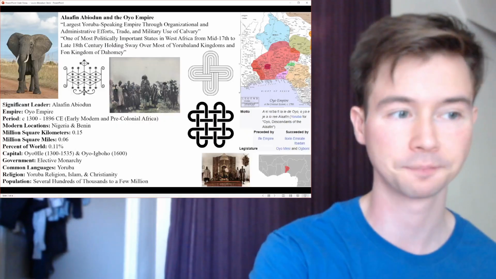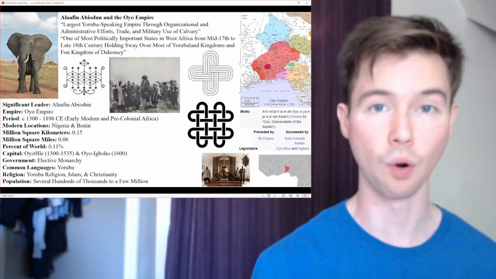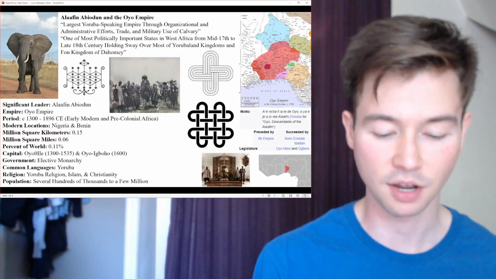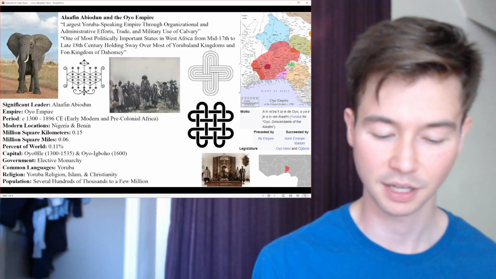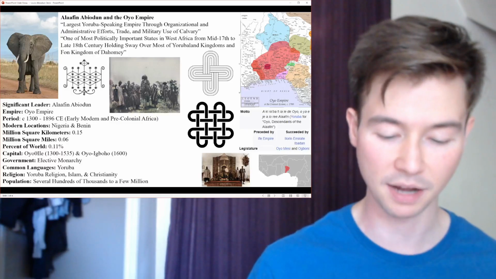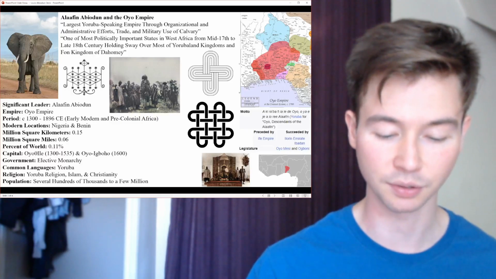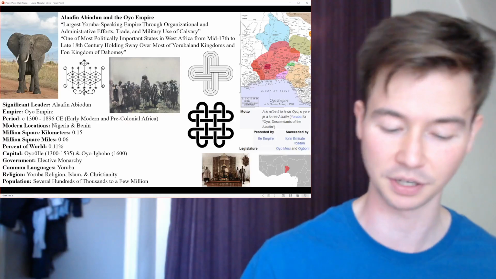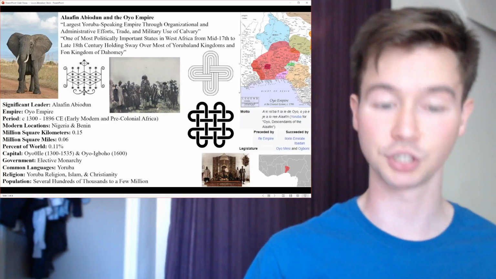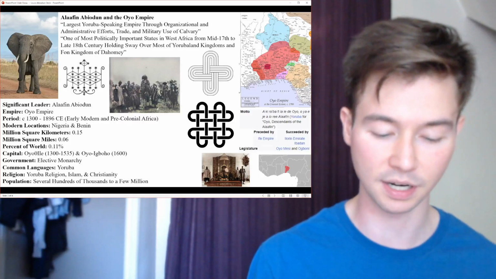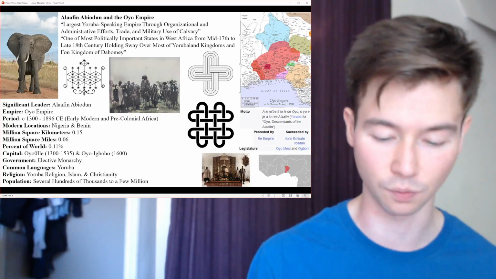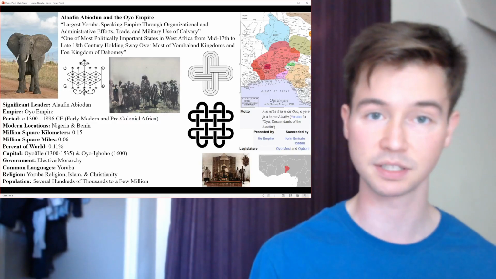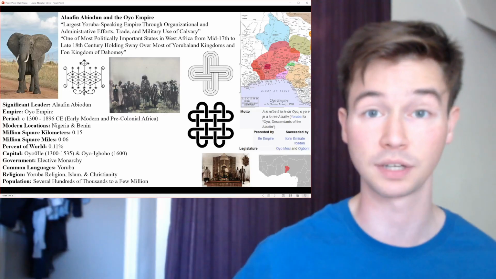So the rise and fall of the Oyo Empire, quite a different empire, but very unique as well. The Oyo Empire was a Yoruba empire in West Africa. It was located in present-day southern Benin and western Nigeria, including the southwest zone and the western half of the north-central zone of Nigeria. The empire grew to become the largest Yoruba-speaking state through the organizational and administrative efforts of the Yoruba people, trade, as well as the military use of cavalry, so a militaristic advantage, the usage of cavalry, as we shall see.